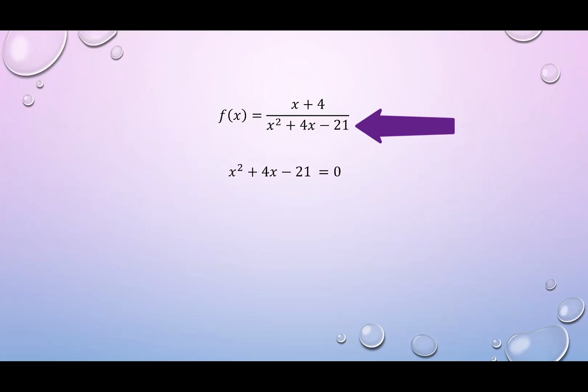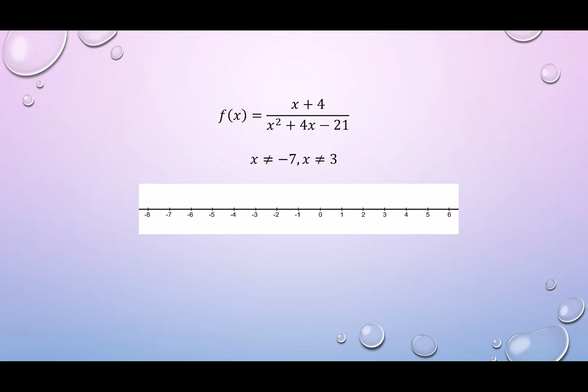Once I have x squared plus 4x minus 21 equals 0, I can factor it into x plus 7 times x minus 3 equals 0. Then we'll set each factor equal to 0, so we get x is negative 7 and x is 3. Now that we know when the denominator is equal to 0, we want to remove those numbers from our domain. So instead of writing x equals negative 7 and x equals 3, we're going to say x cannot be negative 7 and x cannot be equal to 3.